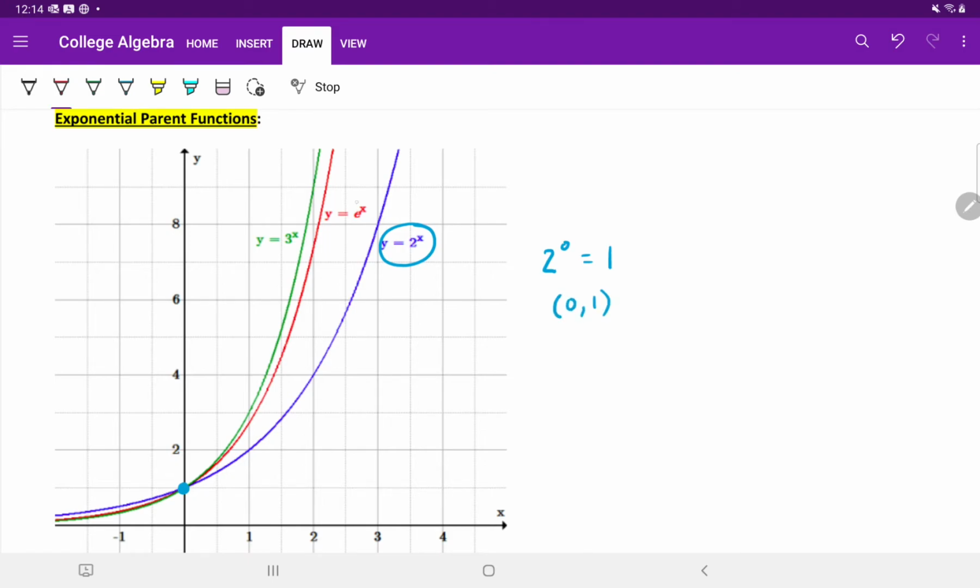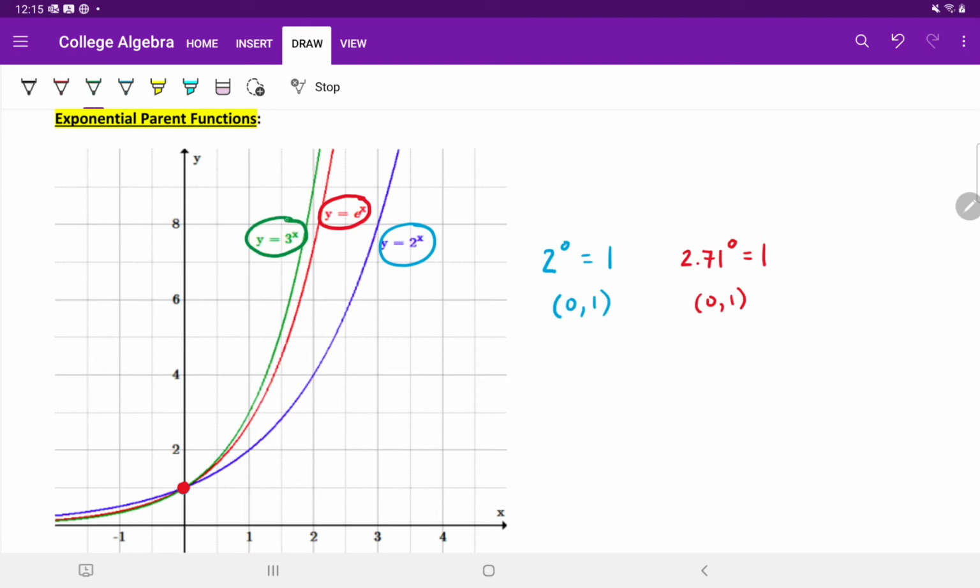The next parent function listed here is y equals e to the x. Now remember, e is approximately equal to 2.71, so it's going to be pretty similar to 2 to the x. Notice this one also crosses through the point 0, 1. That's our y-intercept, because if you took 2.71 to the 0 power, that would be 1. Anything to the 0 power is equal to 1. So our y-intercept on these is always going to be 1.